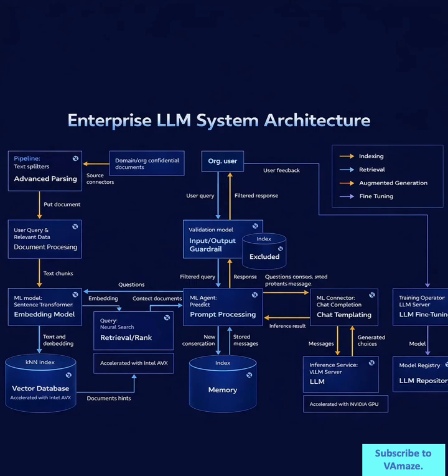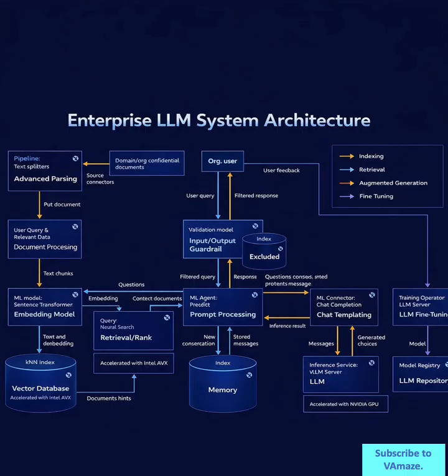The hardware acceleration is strategic. Intel AVX powers the vector database for CPU-optimized similarity search. NVIDIA GPUs accelerate the inference service for fast LLM generation. This hybrid approach balances cost and performance: CPUs for retrieval, GPUs for generation.